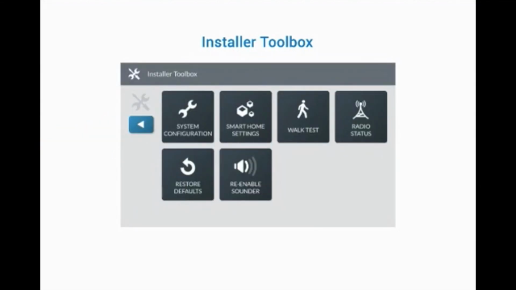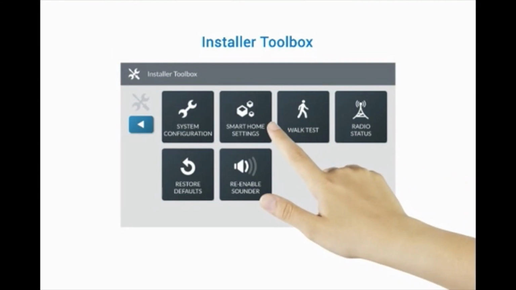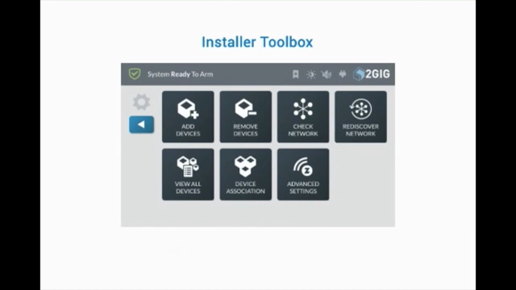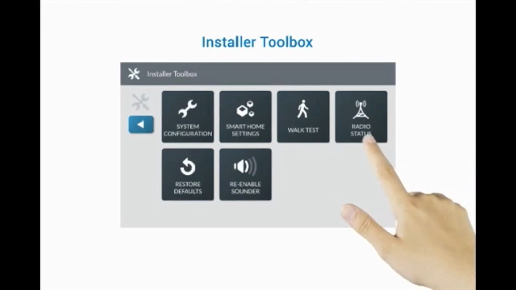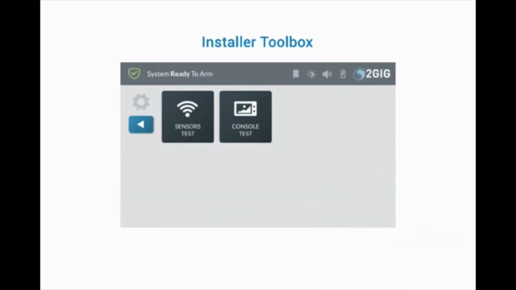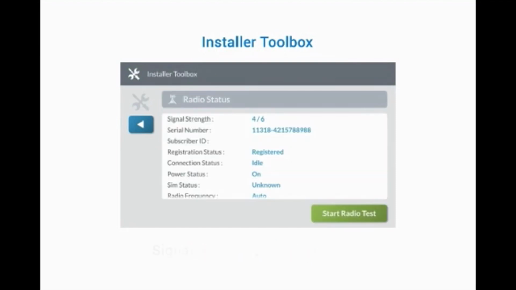Z-Wave devices and settings are programmed and configured within Smart Home Settings. Smart Home Settings will be covered in more detail in the GC3 Smart Home Settings video. Next, press Walk Test. Here, we can verify the sensor's estimated signal strength and that each sensor is being received correctly by the GC3. Radio status displays the condition of the GSM or CDMA radio, including the signal strength.